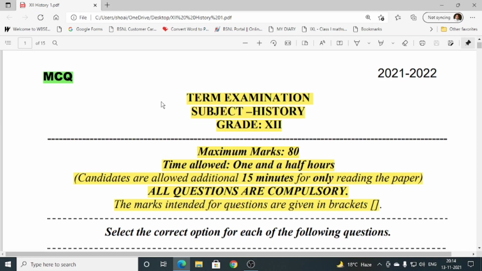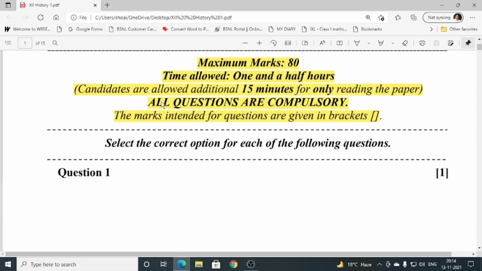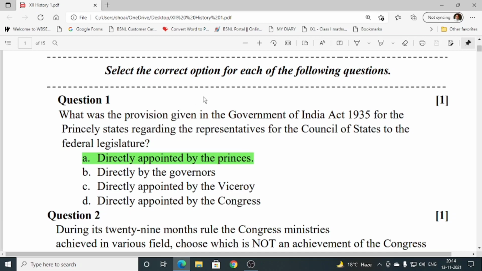You can pause the video or you can use earphones, and you can go through it one by one. All the answers are marked over here. You can pause the video and write them down in your copies if you want. Otherwise, simply going through the video will also help you a lot. So let us start with question number 1.